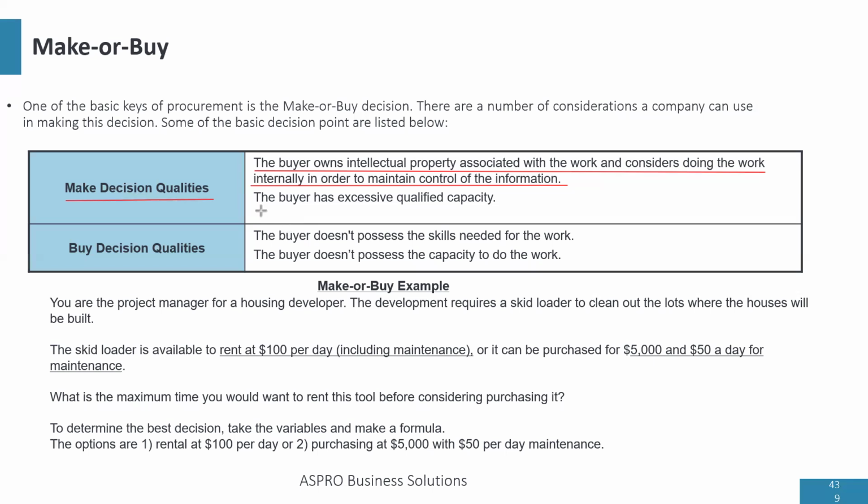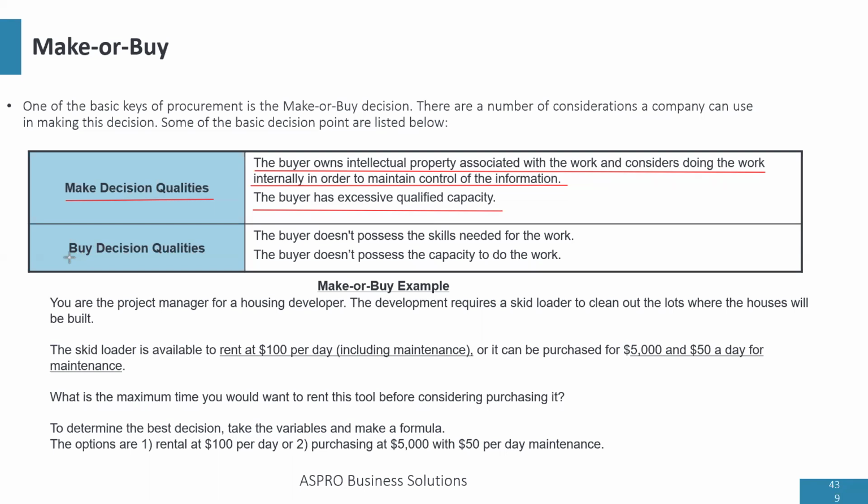Now, we choose make decision when the buyer has excessive qualified capacity. When the buyer has excessive qualified capacity, we do the work ourselves. The buyer has the capacity needed, right? So in Nigeria, there's hardly any project that Julius Berger cannot handle. They don't need to outsource work to a large extent. Or Kappa. Kappa is also into construction, they do large scale construction projects. So if you have enough capacity, you don't need to outsource.